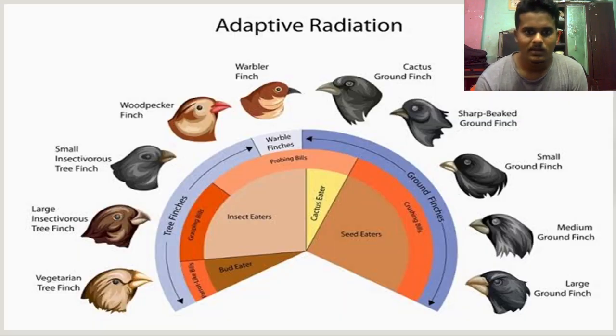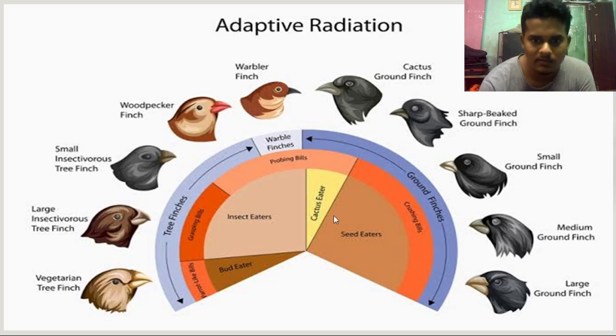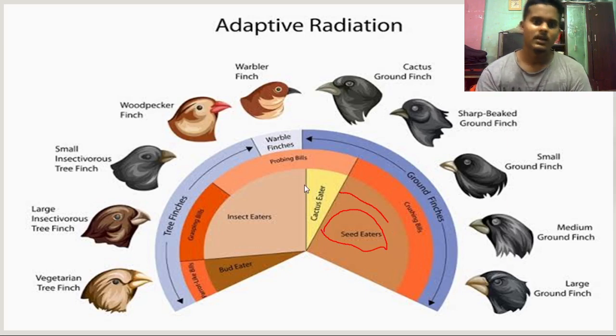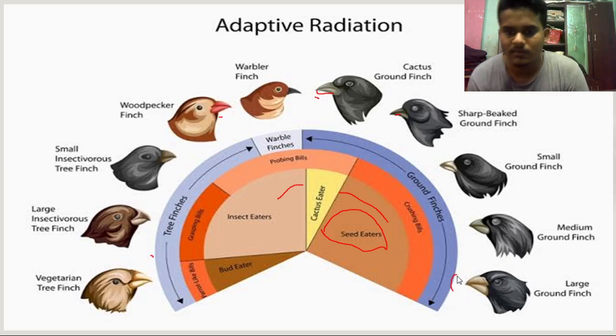Okay, these were the finches, types of finches. Originally they were seed eaters, and eventually they changed into cactus eaters and insect eaters. We can see different types of beak modifications here: cactus eating beaks, sharp beaks, warbler beaks, woodpecker beaks, and vegetarian tree finches and large ground finches. These are a few examples of Darwin's finches, now famously known as Darwin finches.